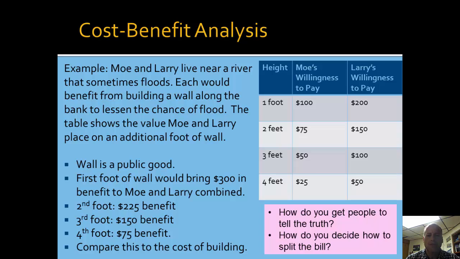Now, here's the trick. The trick is, how do you get people to tell the truth? Now, notice that at $150 per foot, Mo says, no thanks. I don't think I want any of the wall built. And Larry would have an incentive to build the first 2 feet of the wall himself, and Mo could free ride. So for no cost, Mo could watch Larry build the first 2 feet of wall without chipping in.